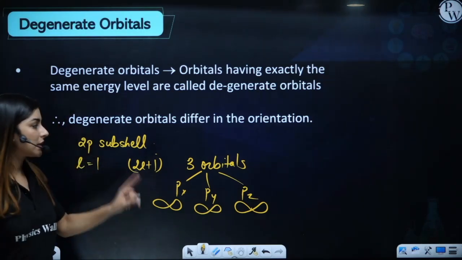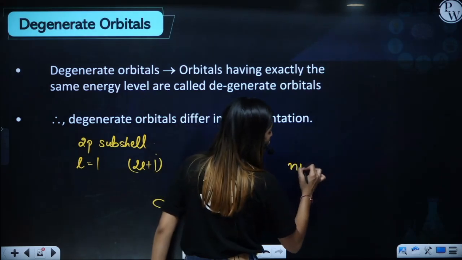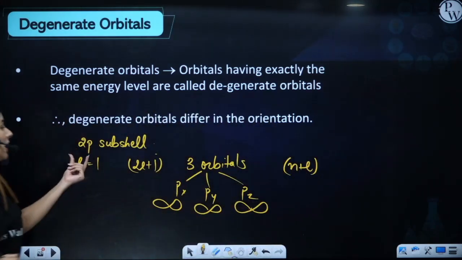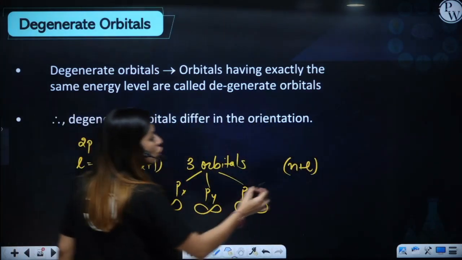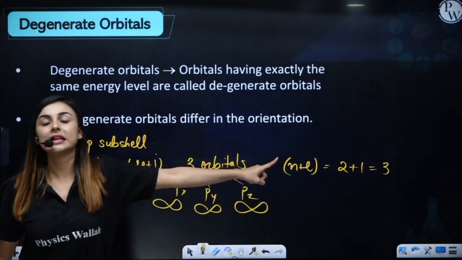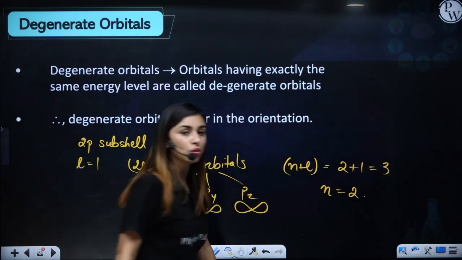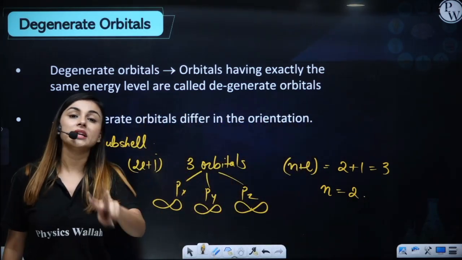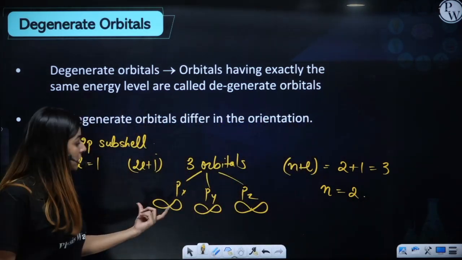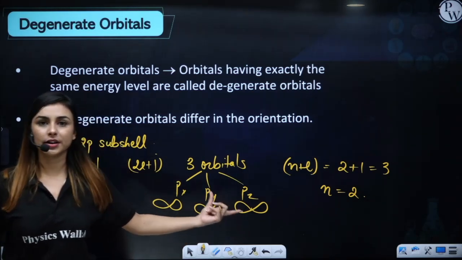So, my dear students, if I talk about the n plus l value of these three orbitals, all of them are 2p. n is 2, p is 1, so 3. All of them have the same n plus l value. If I talk about the n value, all of them have n value 2. This means both the conditions are equal, so these three orbitals are degenerate.